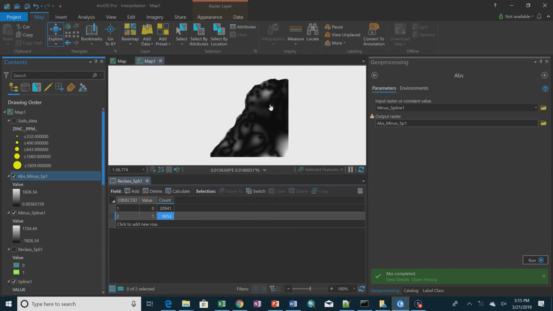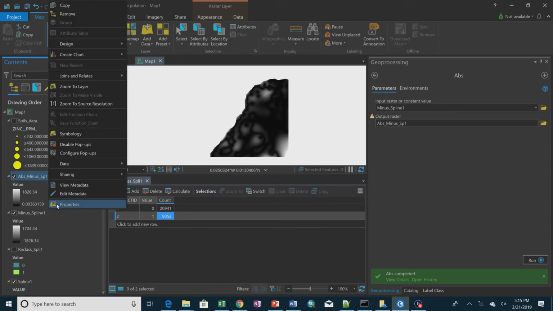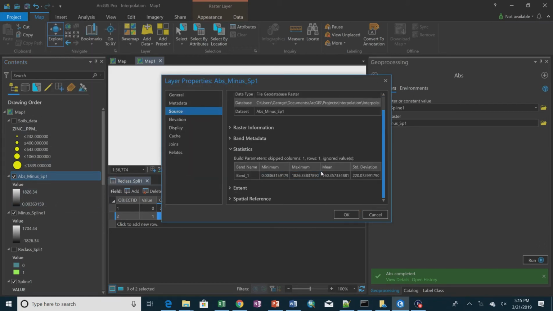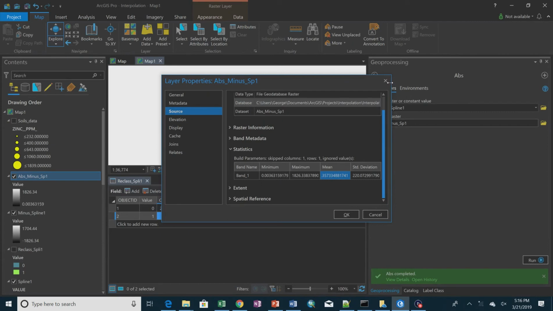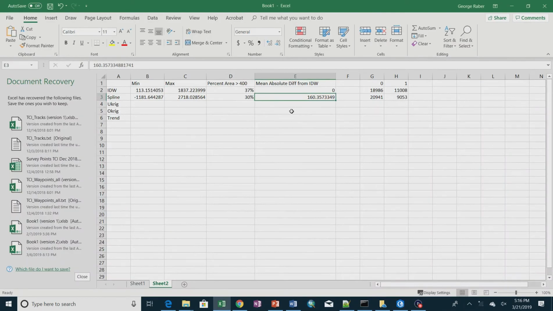So to get the mean now, I could just right-click on this, say Properties, Statistics. There's the mean. So this is the mean absolute difference between those two data sets. 160. So that's the average distance. I'm trying to predict zinc, the amount of zinc in the soil. And just using a different interpolation algorithm, on average, means that I get a difference in value of 160, whatever units they're in, parts per million, I think. Okay. So I could decide whether that's significant or not, but it's interesting that doing two different activities that are supposed to have the same goal can produce a significantly different result.